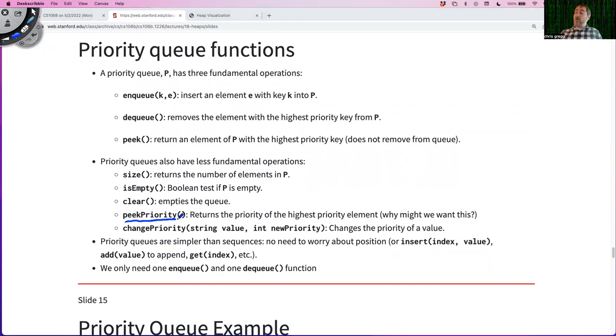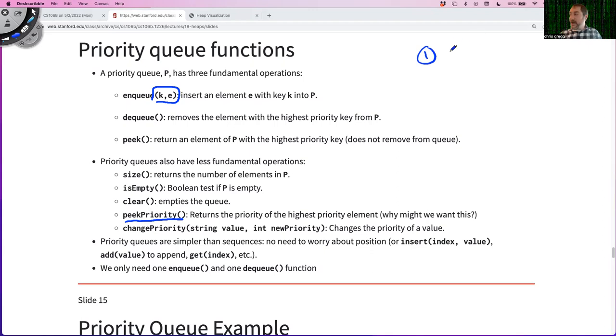They might have a peak priority. In a priority queue, you can represent, and I didn't talk about the keys and elements. If you have a priority queue, you can treat this as if the priority is what's associated with the value you care about. So let's say you're in a hospital waiting room. You assign everybody by priority. And when you put them in the priority queue, you have their priority.